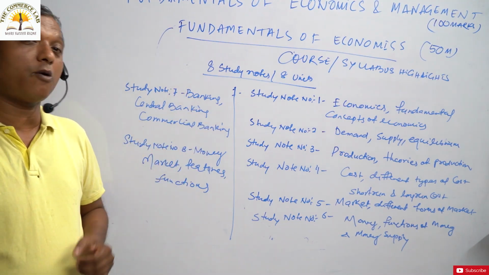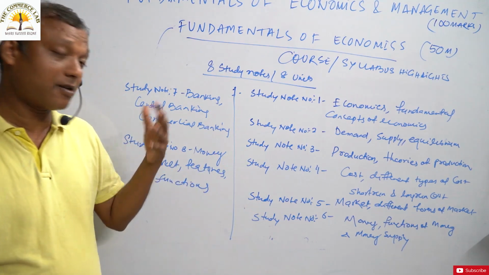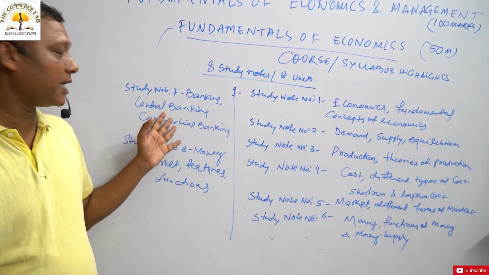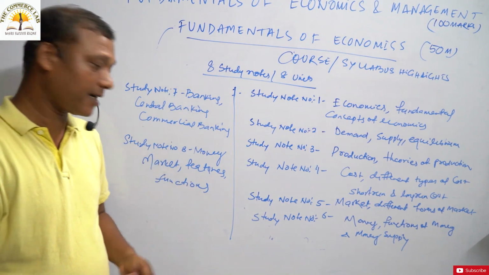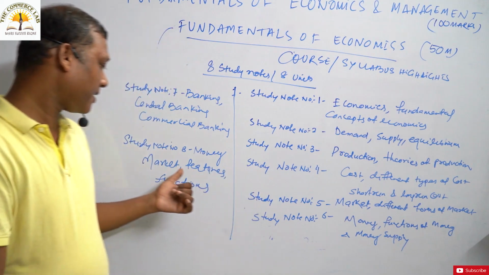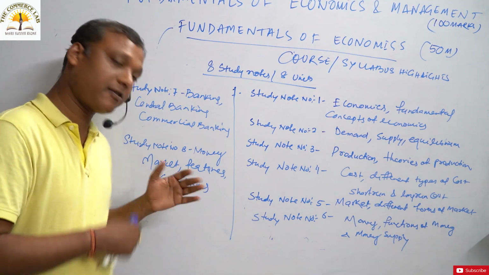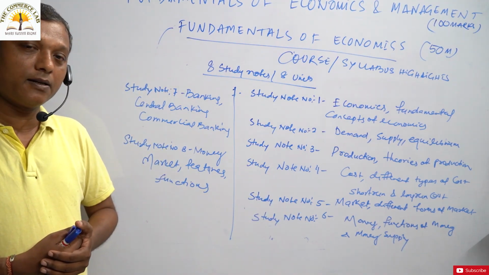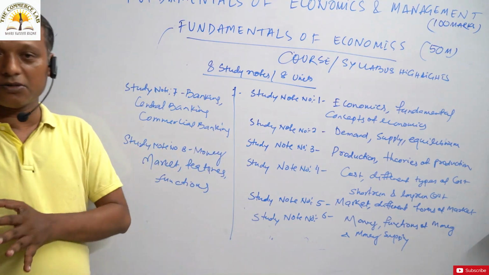We will also discuss LIC and GIC, the Life Insurance Corporation and General Insurance Corporation. All these things we will discuss in Unit 7 or Study Note 7. Coming to the last point, we will discuss money markets: the features of money markets, the functions of the Indian money market, the problems of the Indian money market, and the classification of the Indian money market, institutional and non-institutional.